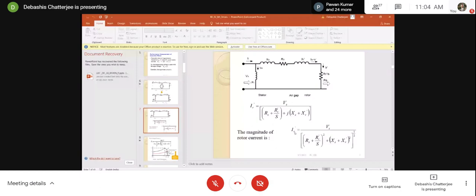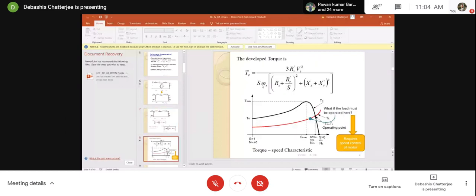So why am I doing all these things? I'll be explaining slowly. So we can get the expression for torque. I was telling that torque is 3 by omega S into IR square, where IR square is Vs square by (RS plus RR dash by S) square plus (XLS plus XLR) square, into RR dash by S. I have just rearranged the equation to look at it in a different manner. So this is 3 IR square RR dash by S.